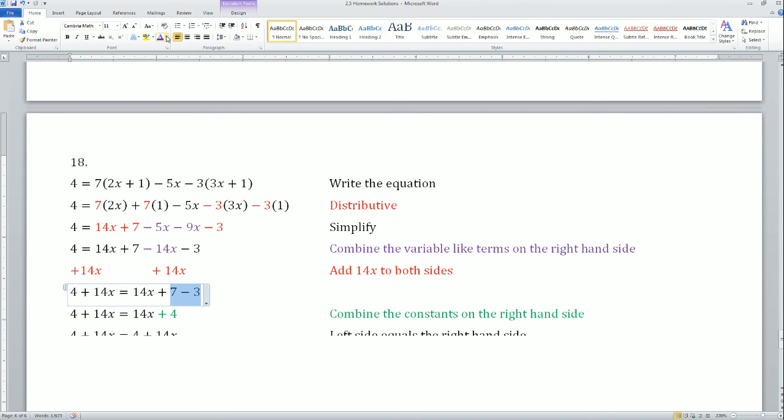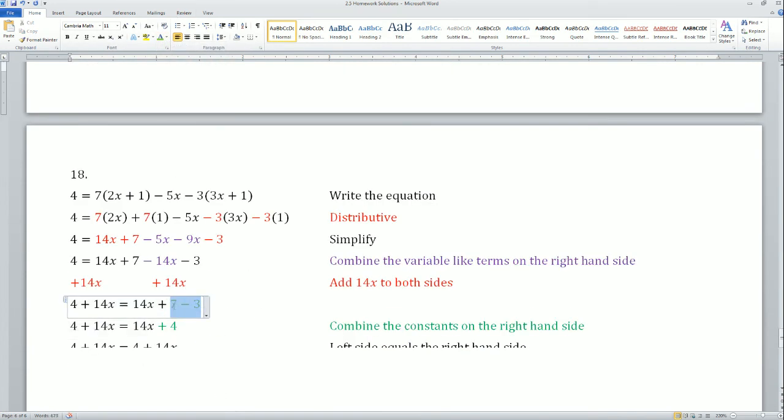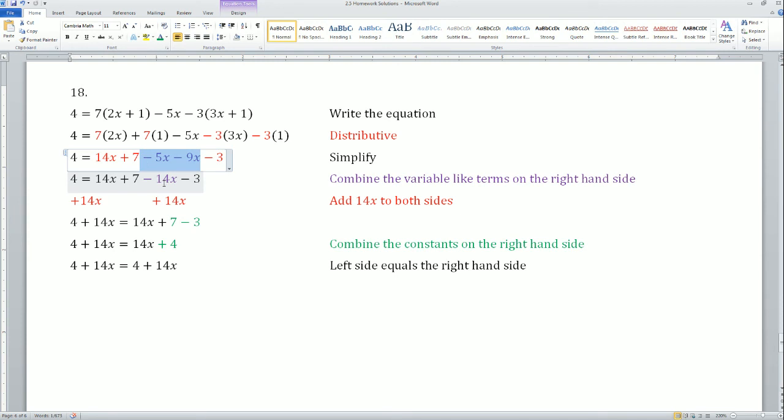Okay, combine the like terms here. Oh, sorry. Okay, 7 minus 3x gets you your 4. Right? Did you see why I moved the 14x over on the left hand side? Because I wanted a variable on both sides of the equation. Okay, 4 plus 14x equals 4 plus 14x. Okay, left side equals the right hand side. Alright, that's why I didn't combine the whole thing. Once I made that 14, -14, I could bring it to the other side.